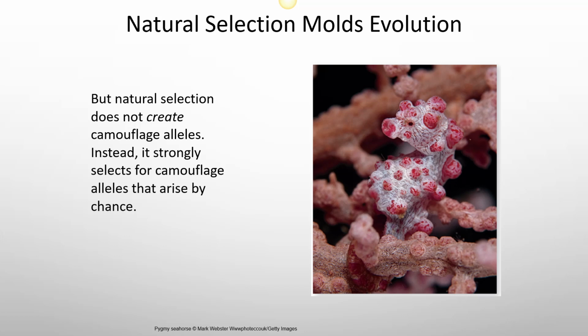But natural selection does not create camouflage alleles. Instead, it strongly selects for camouflage alleles that arise by chance. So some individuals are already a little bit more white, and those ones would have an advantage. They would be able to camouflage in with the coral should the coral turn white. So those traits already exist, and they exist due to the variation in the alleles of genes in populations.